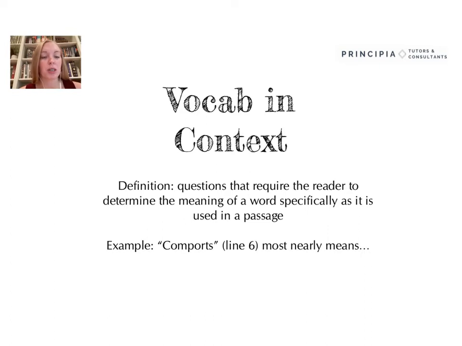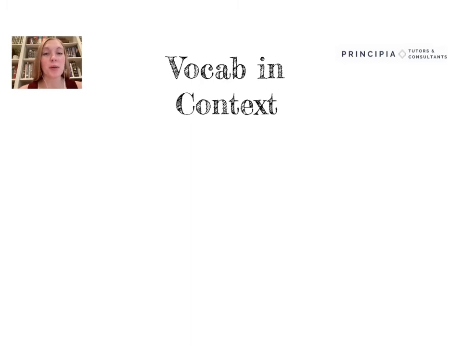An example of a question might look like "comports, line 6, most nearly means." Notice that you will typically be given a line number in order to help you find that word in the passage. We have two strategies to help you increase your accuracy on these vocab and context questions. The first one is kind of the preferred strategy that will help you be most accurate, and the second is a backup in case you get stuck.